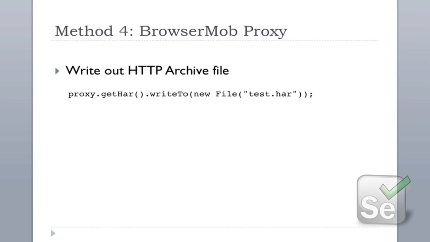To actually write out the HAR file, it's this easy. You just call proxy.getHAR and then write to and specify the file. Obviously you can do things like upload it to Show Slow or put it through HAR to Page Speed to get more metrics out of it.